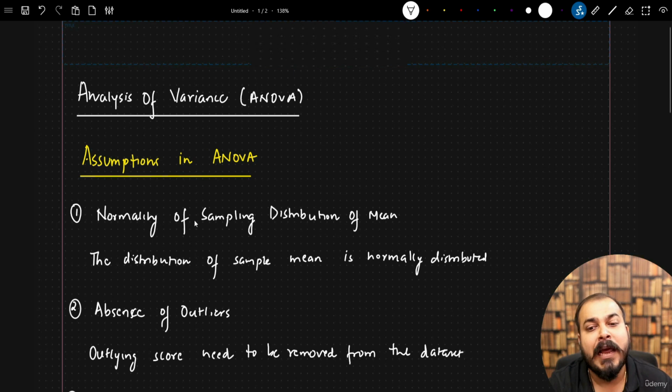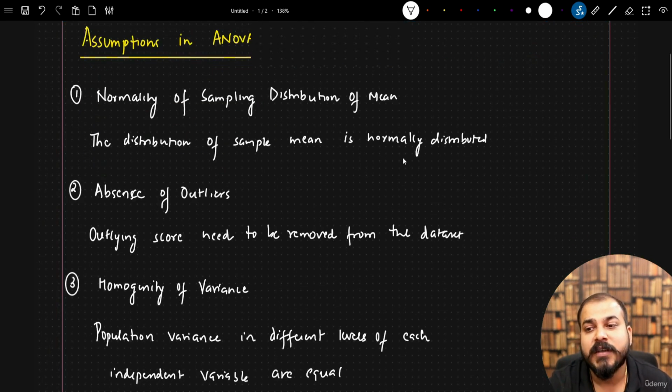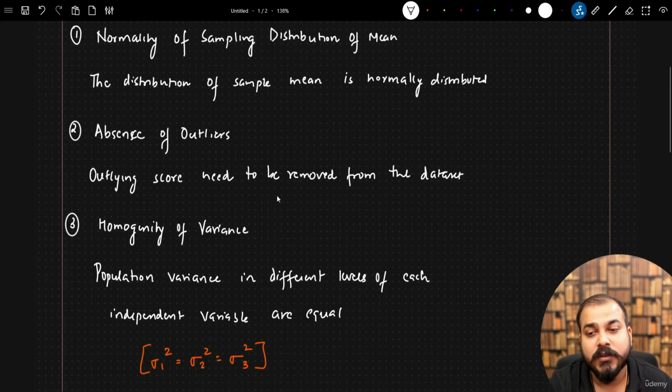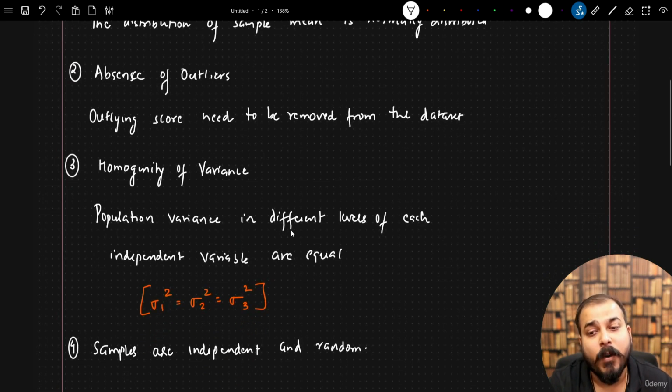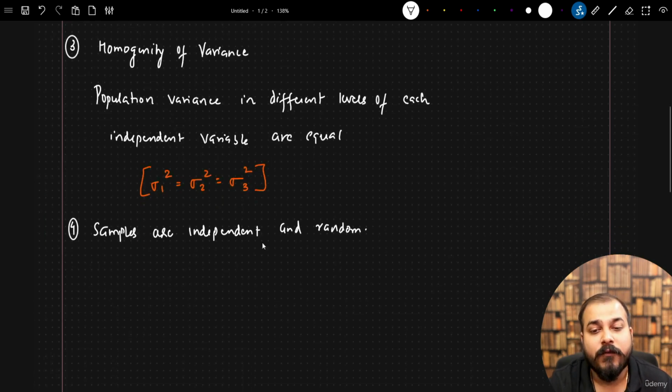Again, I'm repeating it. The first one is normality of sampling distribution of mean. This basically means the distribution of sample mean is normally distributed. Second, absence of outliers. This basically means outlying scores need to be removed from the data set. Third, homogeneity of variance. Population variance in different levels of each independent variable are equal. Fourth, finally, which is the last one, samples are independent and random.